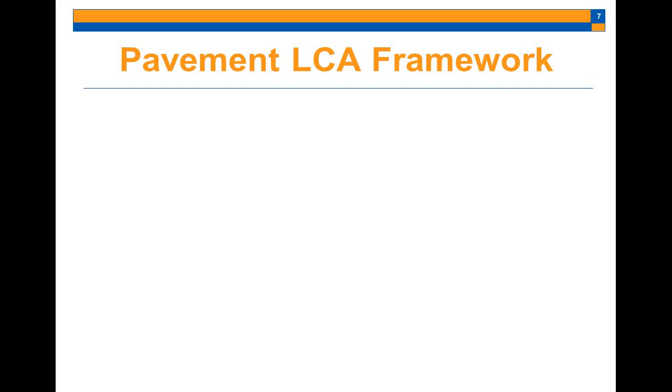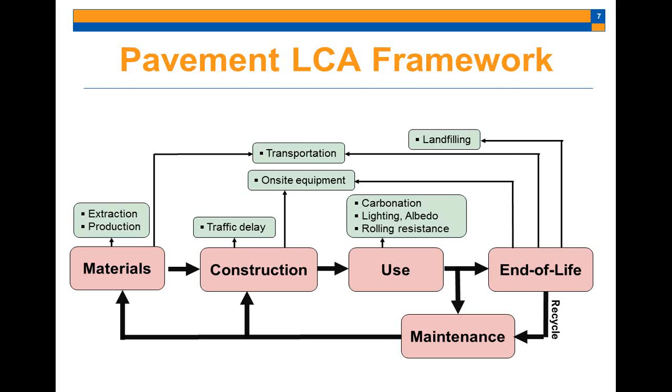So currently there's some work to establish an LCA framework for pavements. And this diagram here is adopted from a workshop about 2 years ago. And generally now we agree upon about 5 different phases in the pavement life cycle. Materials, extraction of materials and production. We have construction, which includes all the equipment associated with constructing the road, as well as traffic delay, transportation, and so on.